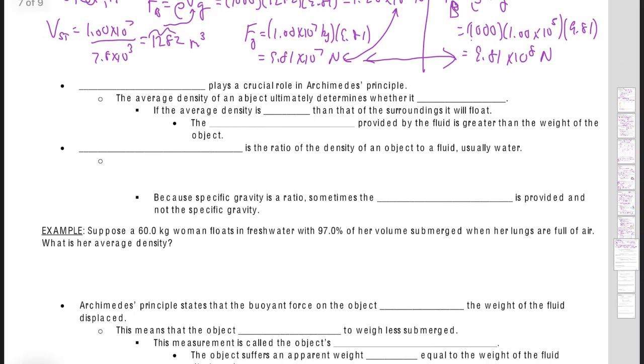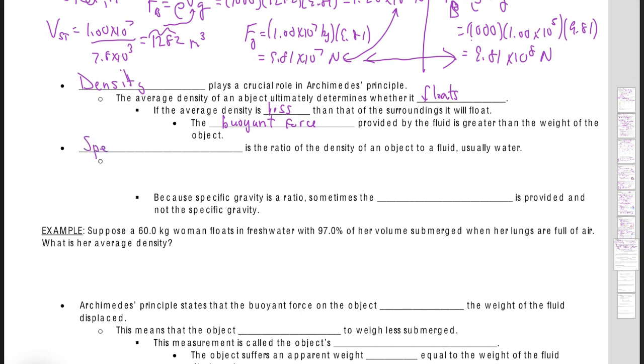Now, density does play a huge role in Archimedes' principle. So the average density of an object ultimately determines whether it floats. If the average density is less than that of the surrounding fluid, it will float, which means the buoyant force provided by the fluid is greater than the weight of the object.